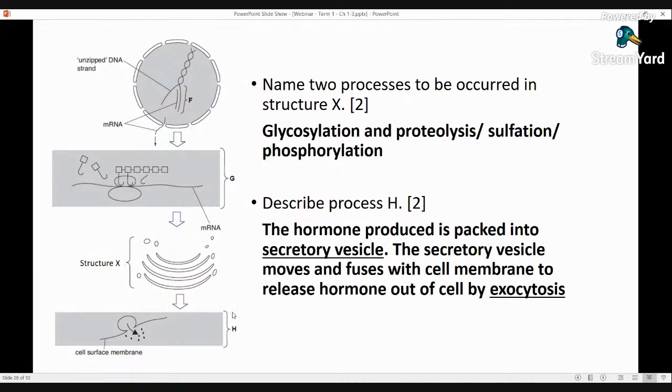Describe process H. Process H. So here, at the end, the final product is hormones. So we write: the hormones produced are packed into secretory vesicles. Then the secretory vesicles move and fuse with the cell membrane, and release the hormones out of the cell by exocytosis. So you must complete the sentence.